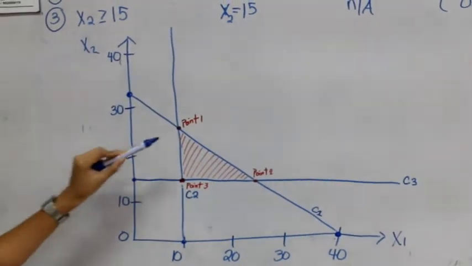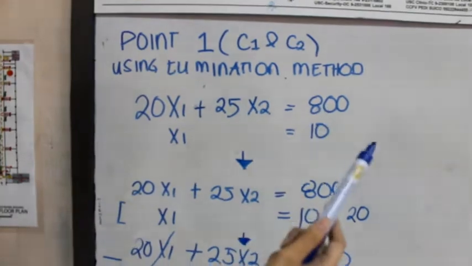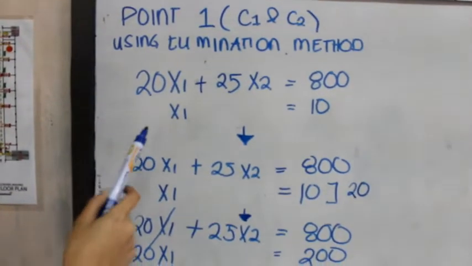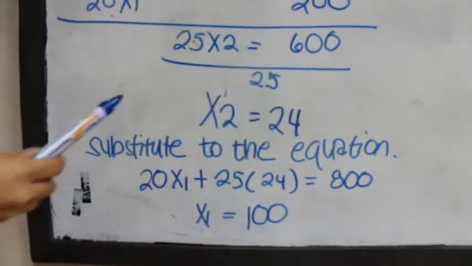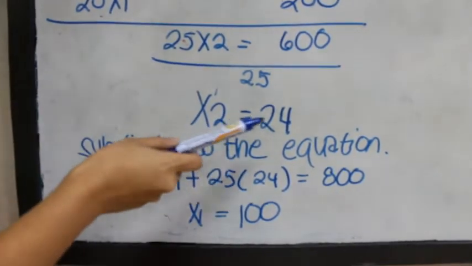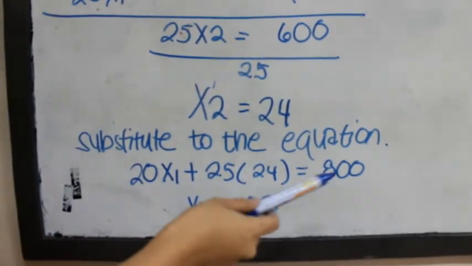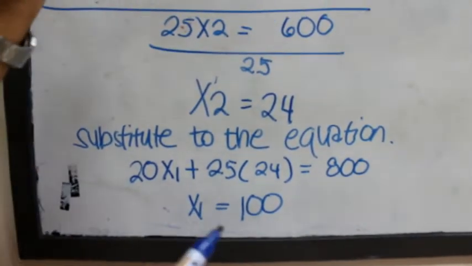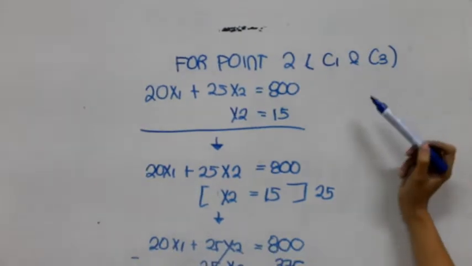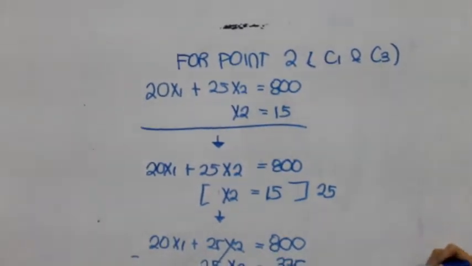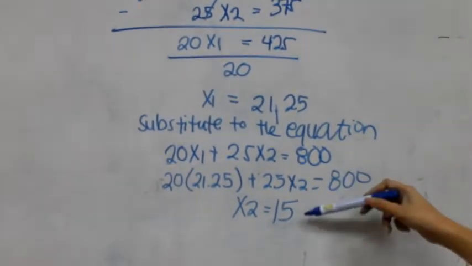The constraints that intersect at point 1 are constraints 1 and 2. Constraint 1 is 20x1 plus 25x2 equals 800, and constraint 2 is x1 equals 10. So using the elimination method, we got the following values: x2 equals 24, and substituting it into 20x1 plus 25x2 equals 800, we get x1 equals 10. The constraints that intersect at point 2 are constraint 1 and constraint 3. We will repeat the same process from point 1, and we will get the following values, where x1 is 21.25 and x2 equals 15.